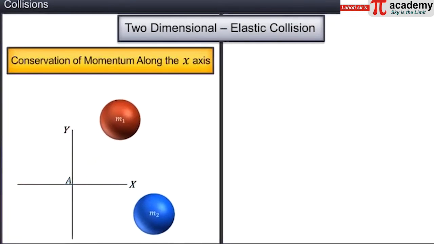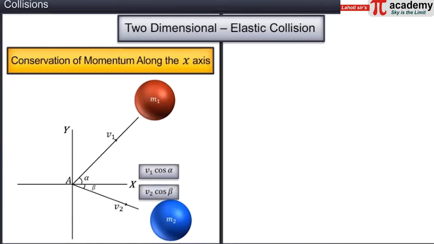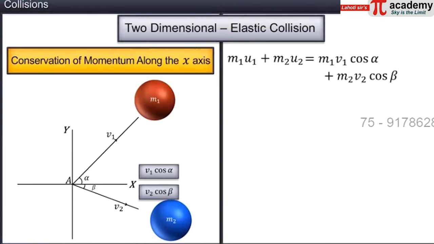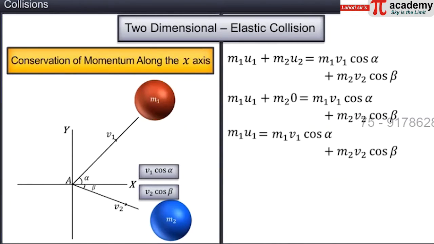Hence, according to the law of conservation of momentum applied along the x-axis, we get m1u1 plus m2u2 is equal to m1v1 cos alpha plus m2v2 cos beta. And on simplifying, we get m1u1 is equal to m1v1 cos alpha plus m2v2 cos beta. Let this be equation 9.